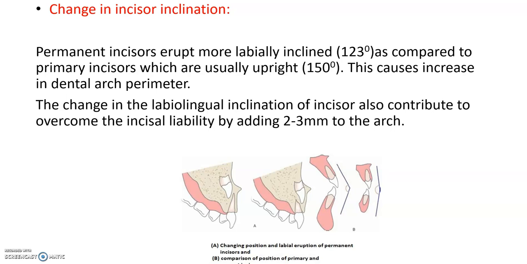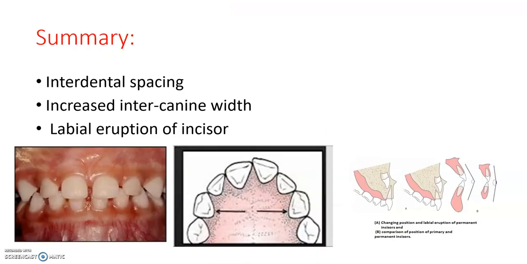This will also cause an increase in the dental arch perimeter. The change in the labial inclination of the incisors also contributes to overcoming the incisor liability by adding around 2 to 3 mm in the arch. So mainly by these three mechanisms, the incisor liability will be overcome by the erupting permanent incisors.